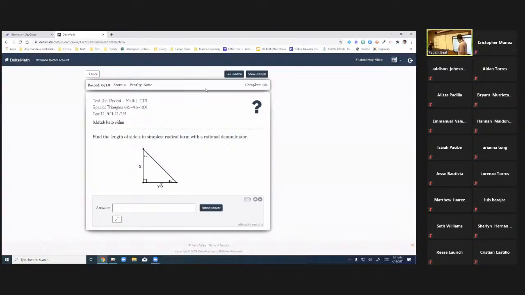Like on this one here, if this leg is the square root of 6, this is the square root of 6, how long is the other leg? Remember that the legs are always the same length. So if they tell you that this leg is the square root of 6, it means that the other leg is also the square root of 6.